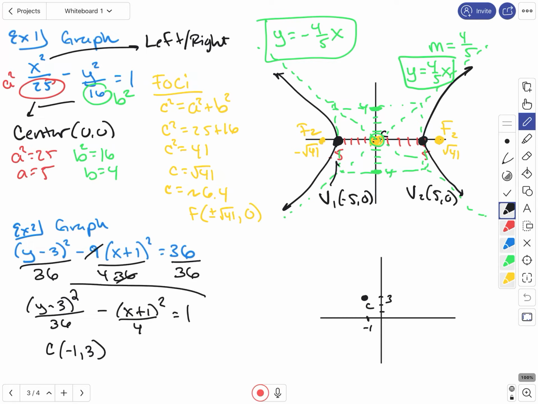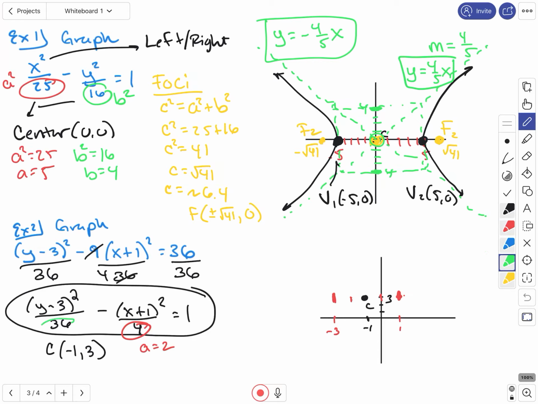Okay, it looks like from this standard form here, the number underneath the x value is 4. So that means that a is 2. So we're going to go left and right 2 units. 1, 2. That puts us at 1. And backwards puts us at negative 3. And those are the left and right edges of our box. Remember, I'm starting at the center and going to the right 2 and then back 2.